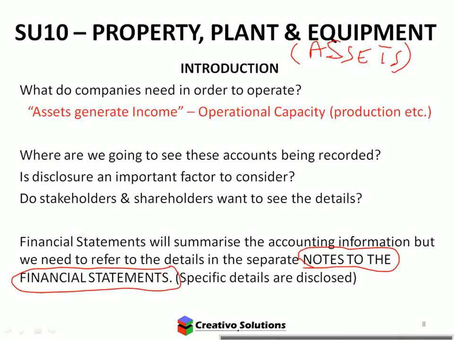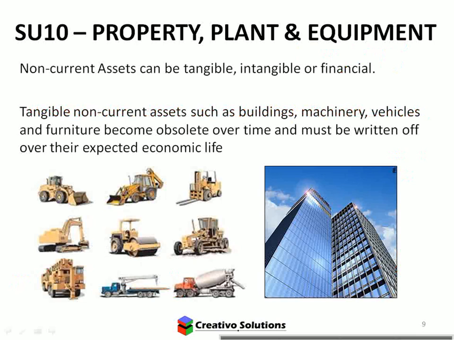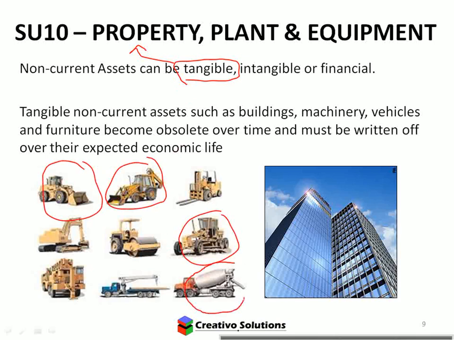Do stakeholders and shareholders want to see the detail? Of course they do. Right, so what is a non-current asset? Well, it's tangible, it could be intangible, and it can be financial as well. The ones that we're going to be looking at are going to be the tangible assets, because these are assets that we can use, and these are assets that will be depreciated. Right, what is depreciation? Well, it's the writing off of use over the asset's life.